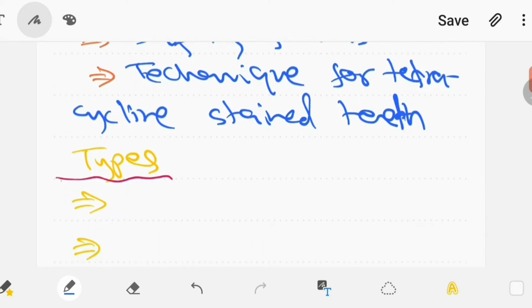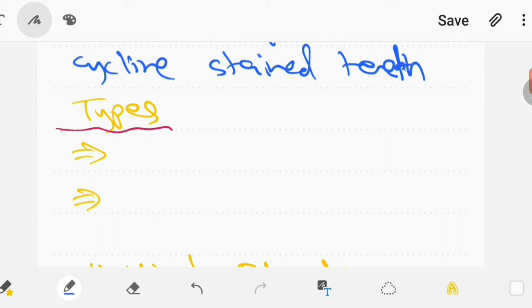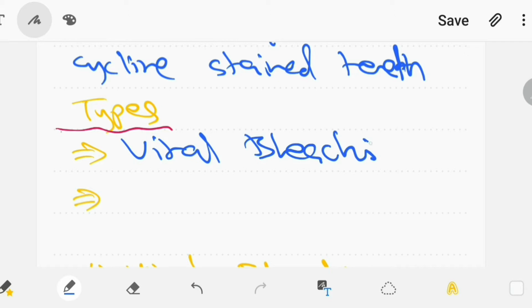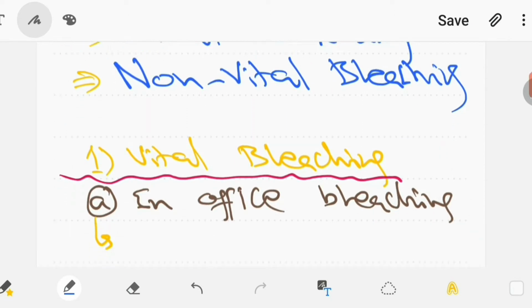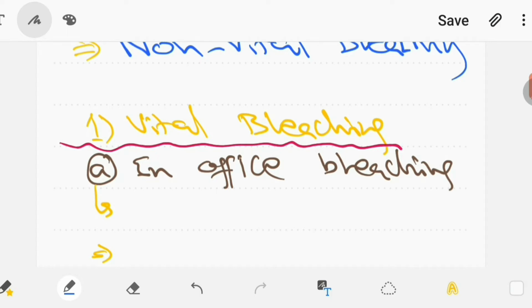So there are two types of dental bleaching. One is vital bleaching and another is non-vital bleaching. Vital bleaching is further divided into three types, one of which is in-office bleaching. In this type, 35% hydrogen peroxide solution is placed directly on the teeth. It is important that soft tissues must be well protected.